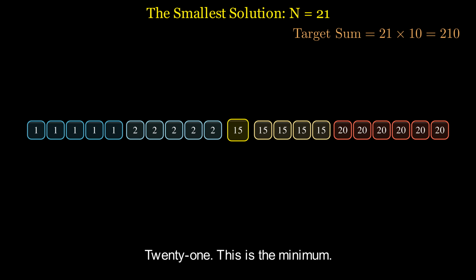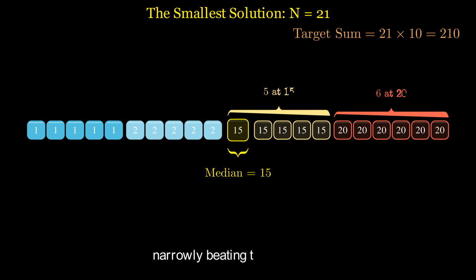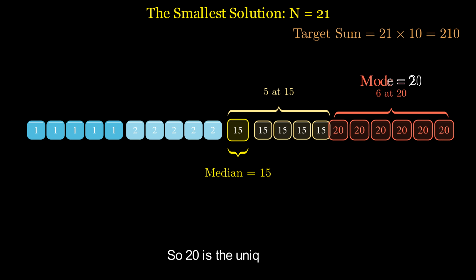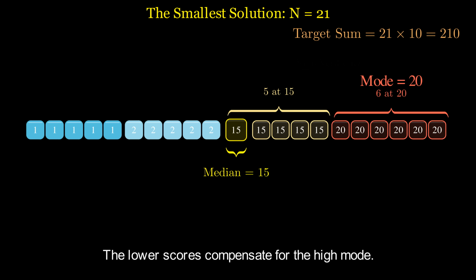21. This is the minimum, the absolute smallest group that satisfies the conditions. To average 10 with 21 students, our total sum has to be exactly 210. Check the mode. We have 6 students at 20, which narrowly beats the 5 students at 15, so 20 is the unique mode. The lower scores compensate for the high mode.